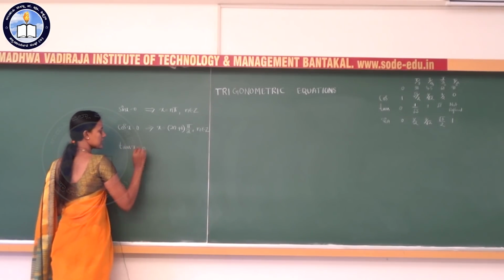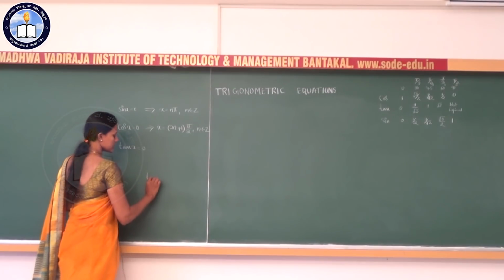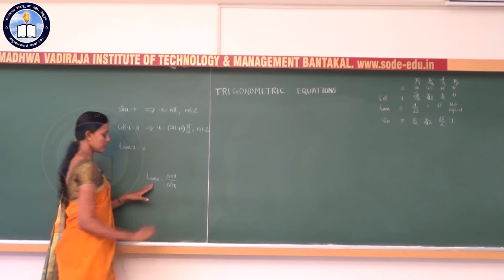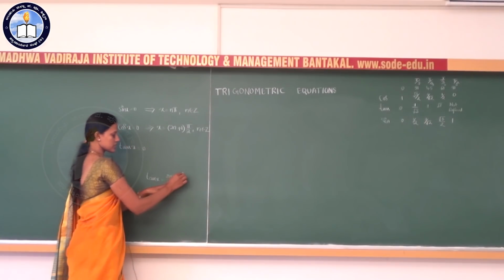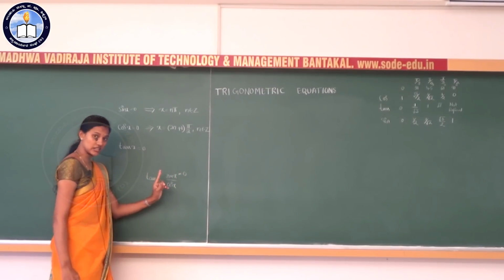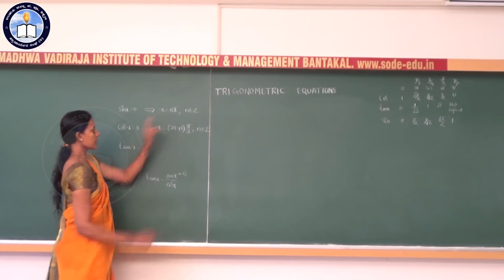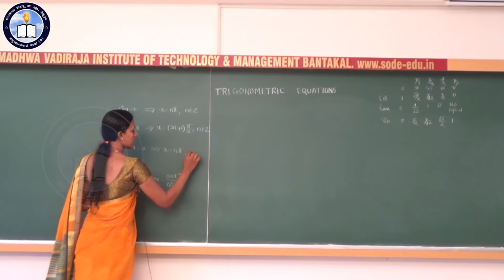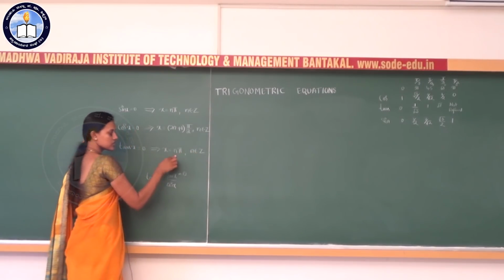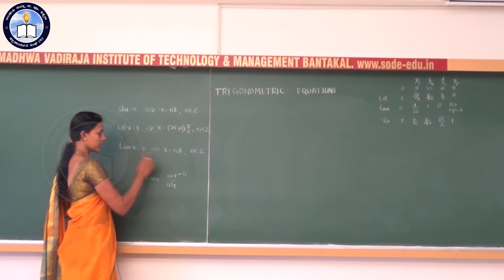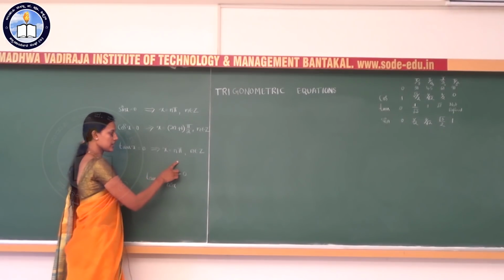Also, tan x is nothing but sin x by cos x. So, the tan function is 0 whenever the numerator, that is sin, is 0. So, tan x is equal to 0 implies sin x is equal to 0, which implies x is equal to n pi. So, whenever x is an integer multiple of pi, tan x is 0. So, the general solution of tan x is equal to 0 is x is equal to n pi, where n is an integer.